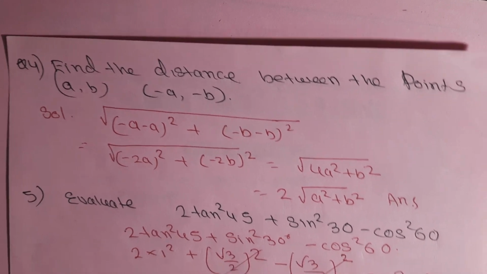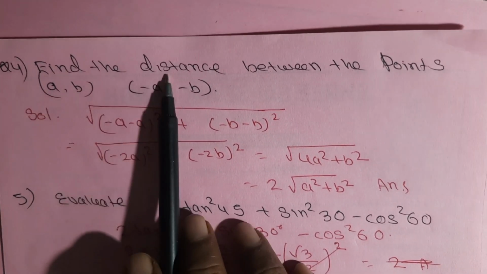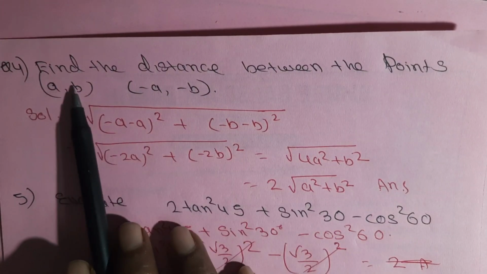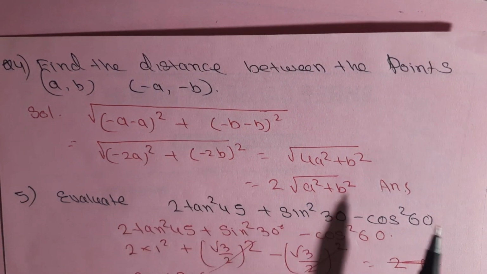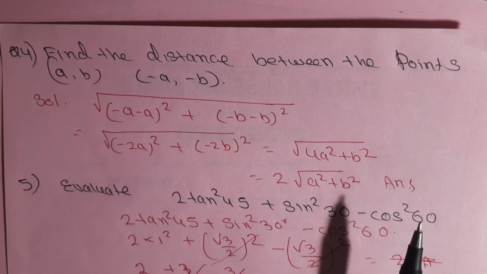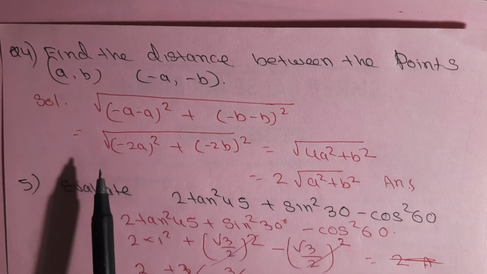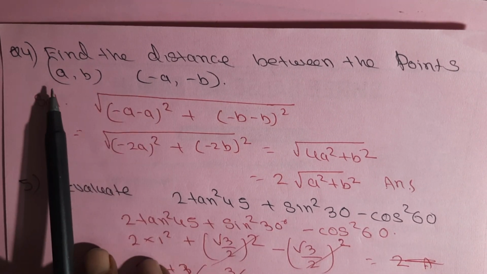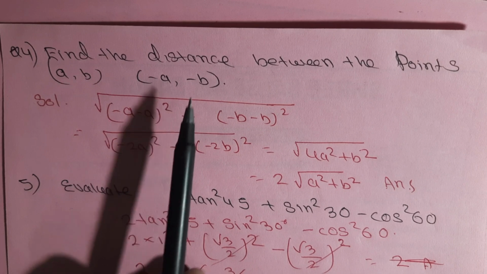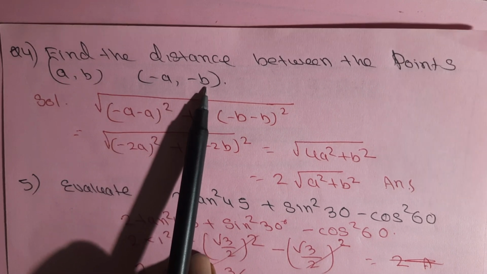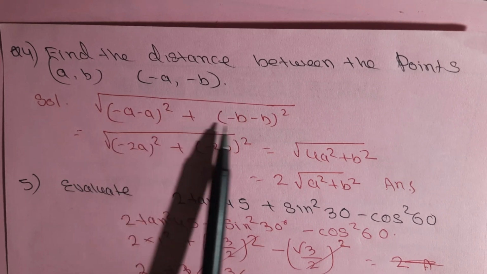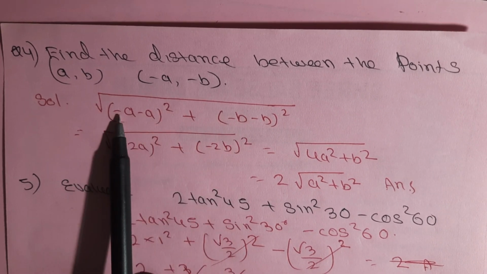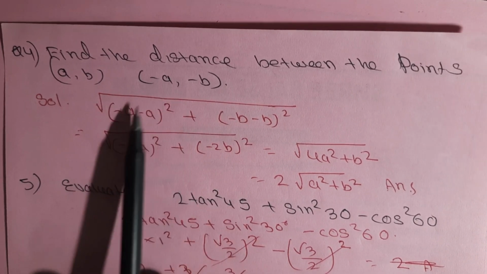What is question number 4? Find the distance between the points (A, B) and (-A, -B). You have to find out the distance for these points. We know the distance formula is the square root of (x2 minus x1) whole square plus (y2 minus y1) whole square. This is the distance formula, and already I have given the values.